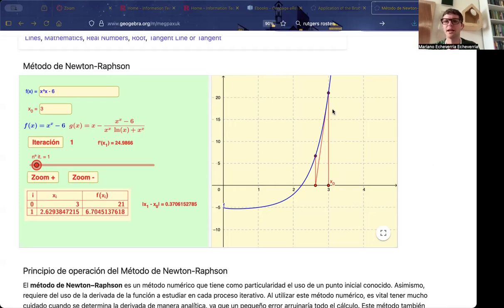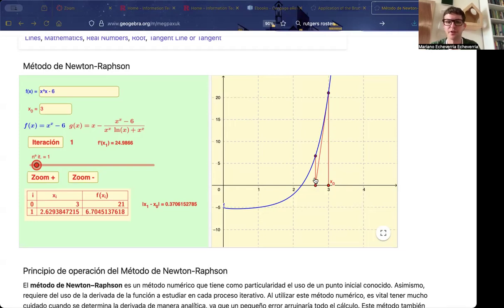But geometrically, it's a very nice idea. As I was saying, you start with a value for x that gives you a corresponding value on the graph of the function. Then you use a tangent line. That tangent line will intersect the x-axis at some point, which is this second point that you see here, and then you repeat the process, as all these methods are supposed to work.